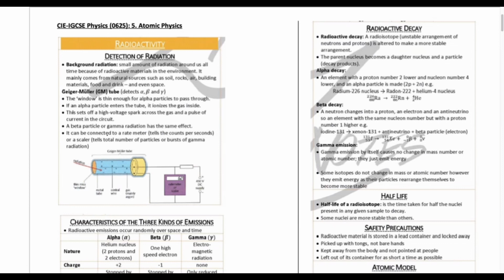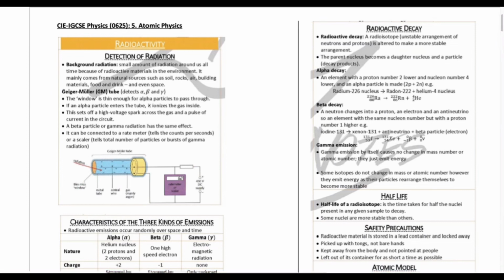So this is the tube, as you can see in the picture down here. The Geiger-Müller tube is used to detect radiations. You see here, the first point, the window is thin enough. The window is here, the orange colored part, a thin mica window. The window is thin enough for alpha particles to pass through. So alpha particles can pass through, beta can, gamma also can. They all can pass through the Geiger-Müller tube.